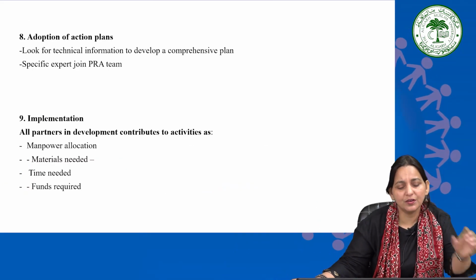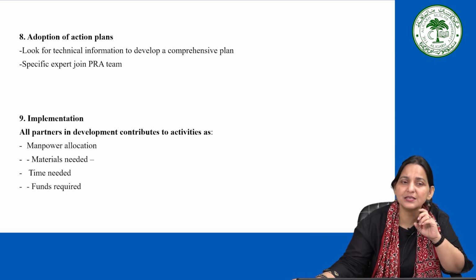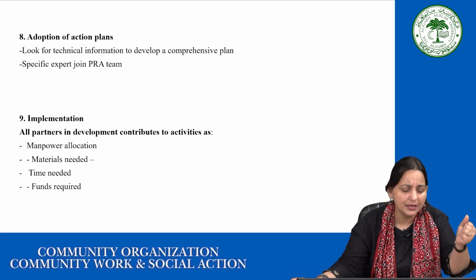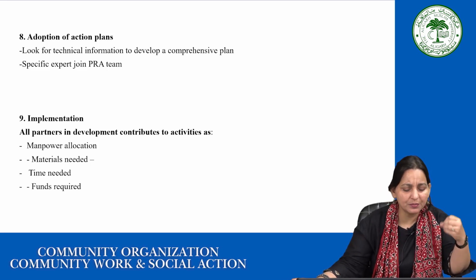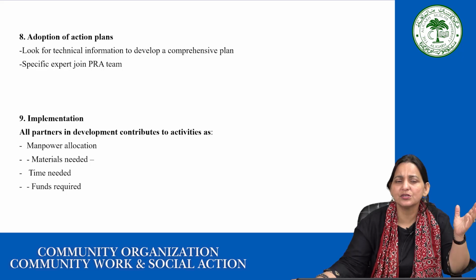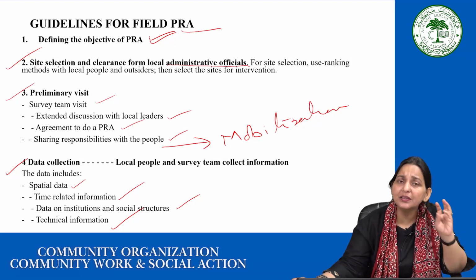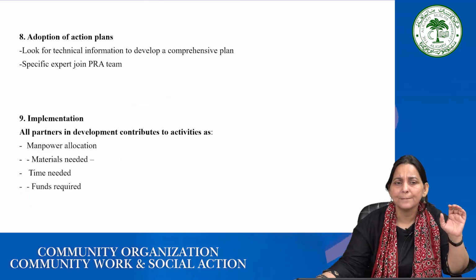Adoption of action plan: look for the technical information to develop the comprehensive plan. A specific expert joins the PRA team to develop better action plans. Implementation: manpower allocation, materials needed, time needed, funds required. So these are the steps you have to go through with PRA.